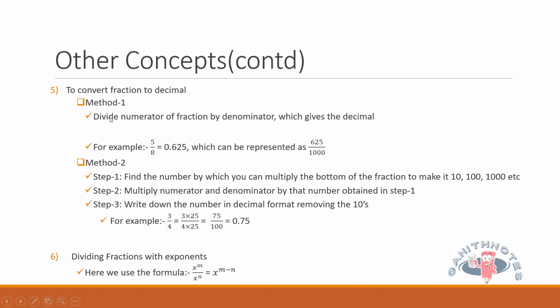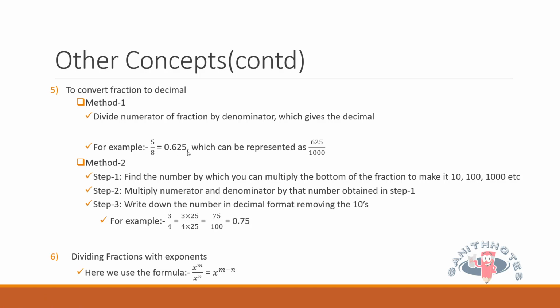Next concept is how to convert a fraction into a decimal. So we are given a fraction and you have to convert that fraction into a decimal value. So method 1 is you have to divide the numerator of the fraction by the denominator, which gives a decimal value, with a decimal point. So for example, 5 divided by 8 is a fraction that's given to me. I have to express it in a decimal format. So 5 divided by 8 in the normal division process will give you 0.625, either by manual division or you can use a calculator.